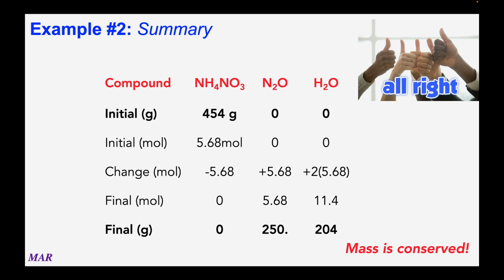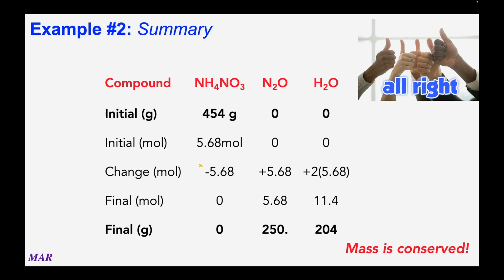So at the end, we're assuming that all the ammonium nitrate is gone. That's the minus 5.68. But in the process, we end up making 5.68 moles of N2O and twice that, 2 times 5.68 moles of water. The ratio of N2O was 1 to 1 with ammonium nitrate, but for water, if you remember, it was 2 moles of water for every mole of ammonium nitrate. That's why we multiply it by 2. So at the end, you have 11.4 moles of water, twice as much as the N2O, 5.68. And if you multiply those mole amounts by their molar masses, you get 250 and 204 grams.